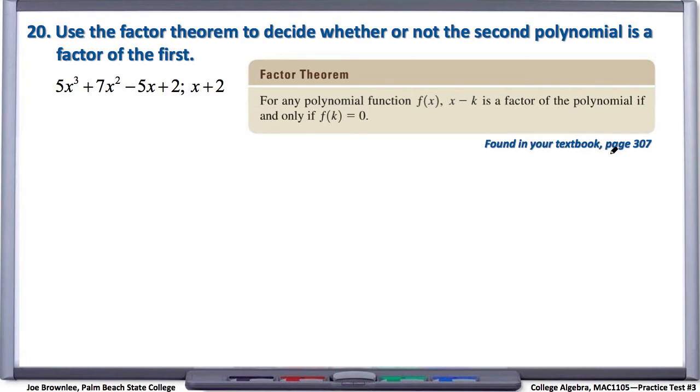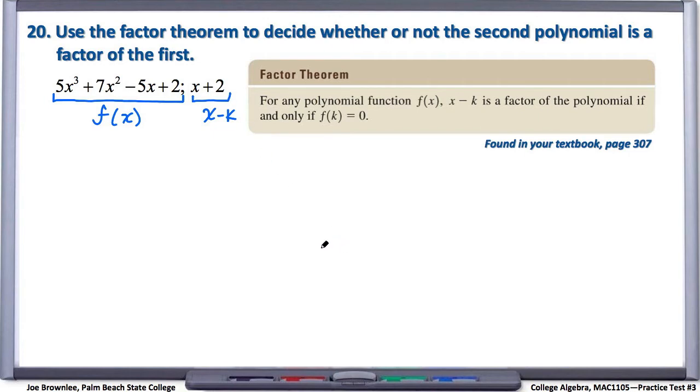From your book on page 307, the factor theorem states that for any polynomial function f of x, and in the case of number 20, f of x is what's here on the left, this polynomial. For any polynomial function f of x, x minus k is a factor of the polynomial if and only if f of k equals 0. For number 20, x minus k will be represented by x plus 2, this binomial here on the right.